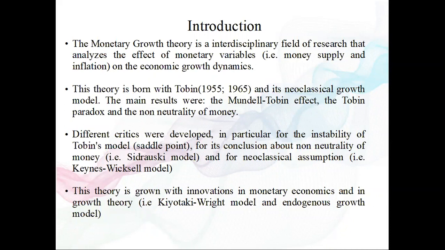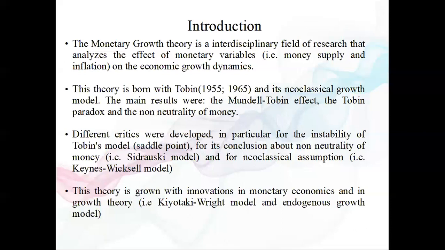The Tobin paradox is relative to the role of money and capital as stores of value in this model. Well, the K star, the equilibrium level of capital stock in the Tobin model, is lower than in the Solow model that considers just capital as store of value. And the third is non-neutrality of money, because the government, modifying the rate of growth of money supply, could affect economic growth.